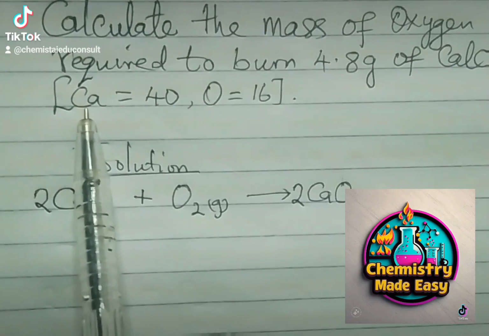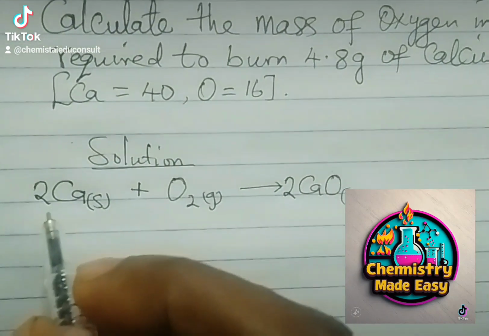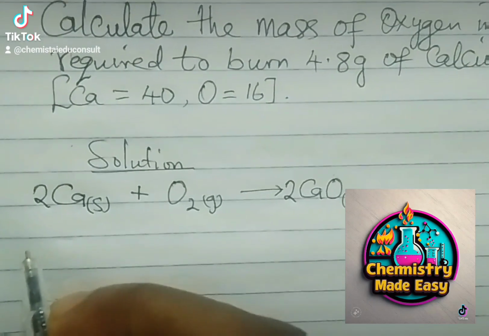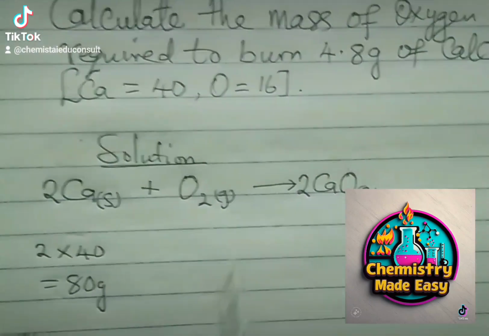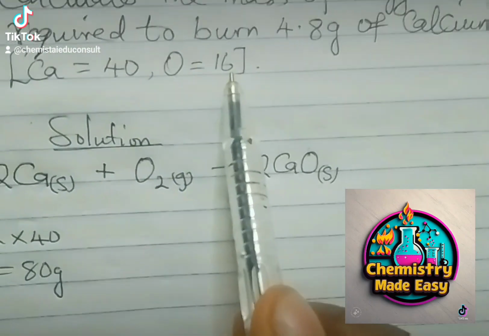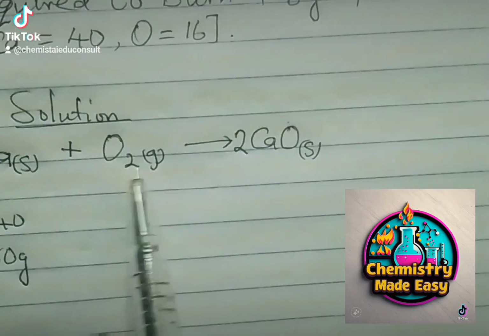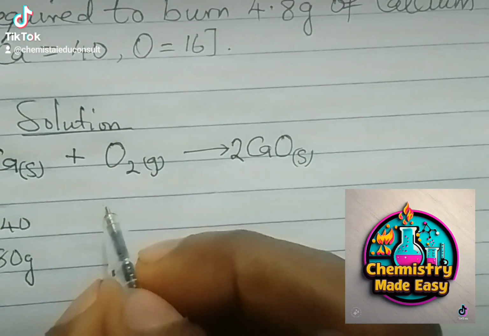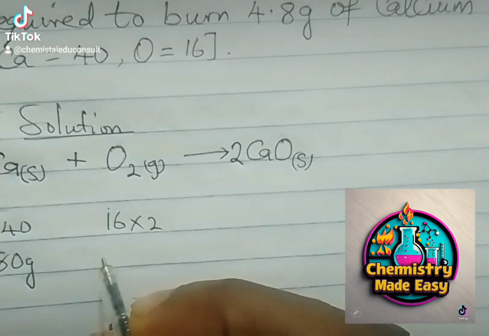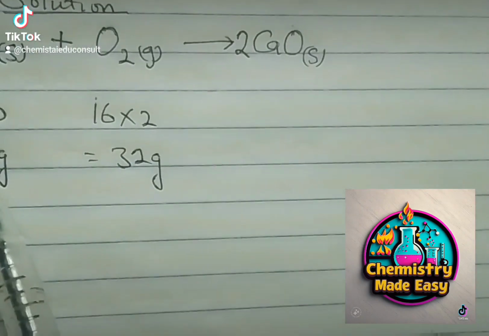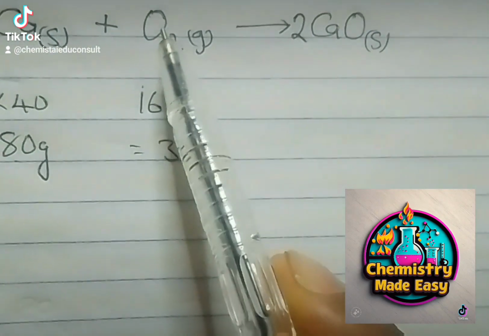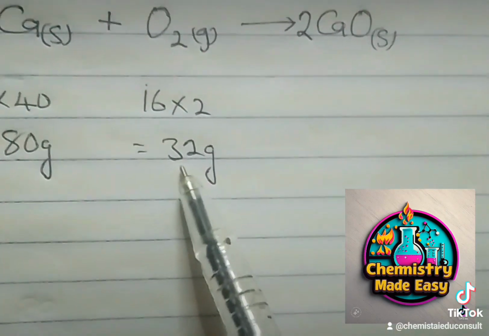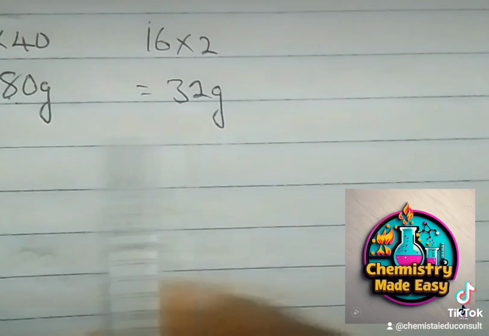1 atom of calcium weighs 40. Therefore, 2 atoms of calcium will weigh 2 times 40, which is 80 grams. 1 atom of oxygen weighs 16 grams. 2 atoms here in 1 molecule will weigh 16 times 2, which is 32 grams. You can see 80 grams of calcium at a molecular level combines with 32 grams of oxygen at the molecular level. This is the blueprint of the reaction.